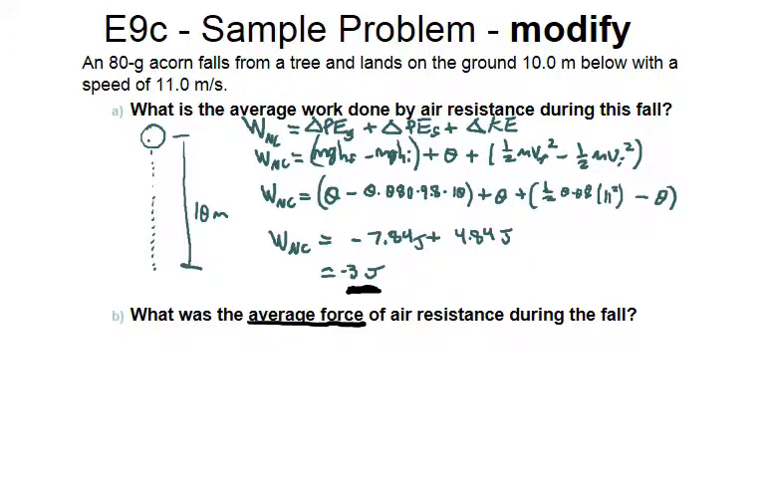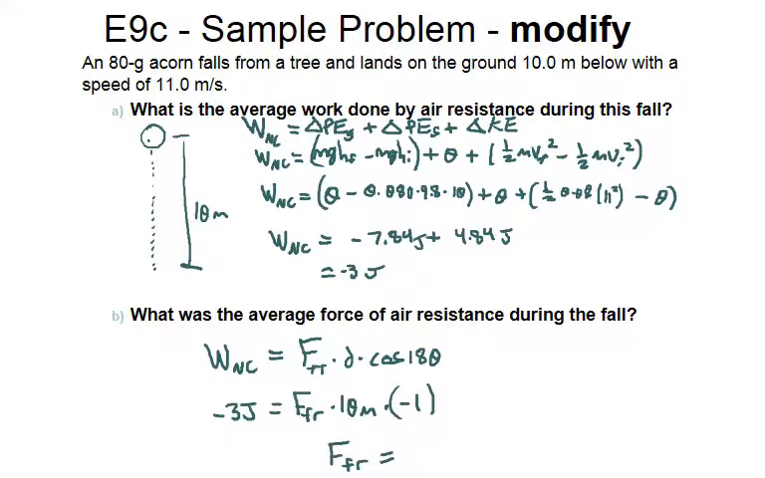So if you want to go ahead and pause the clip and see if you can calculate the force of air resistance coming from that non-conservative work. Okay, so non-conservative work is force of whatever kind of friction that you have, or air resistance, times displacement, times cosine of 180, negative 3 joules, and we get a frictional force of 0.3 newtons. And so during this fall, that's the average frictional force. It actually does change depending on the speed, but this is the average as it goes.